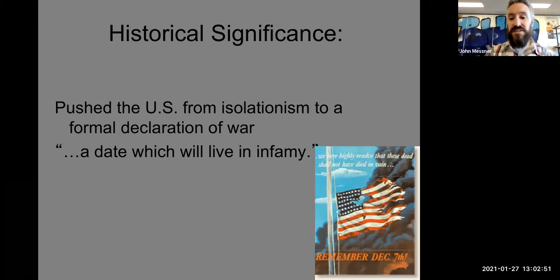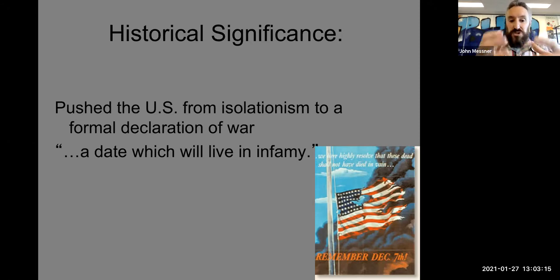So the historical significance: what happens with the bombing of Pearl Harbor? Well, the very next day, December 8th, Congress, a joint session, both the House and the Senate, you have 535 members of Congress, plus the president. He goes and gives an 8-minute speech, and he says about Pearl Harbor, it's a date which will live in infamy. We'll remember December 7, 1941, just like that poster says, forever. And that's the one date I want you to remember yourself, forever.